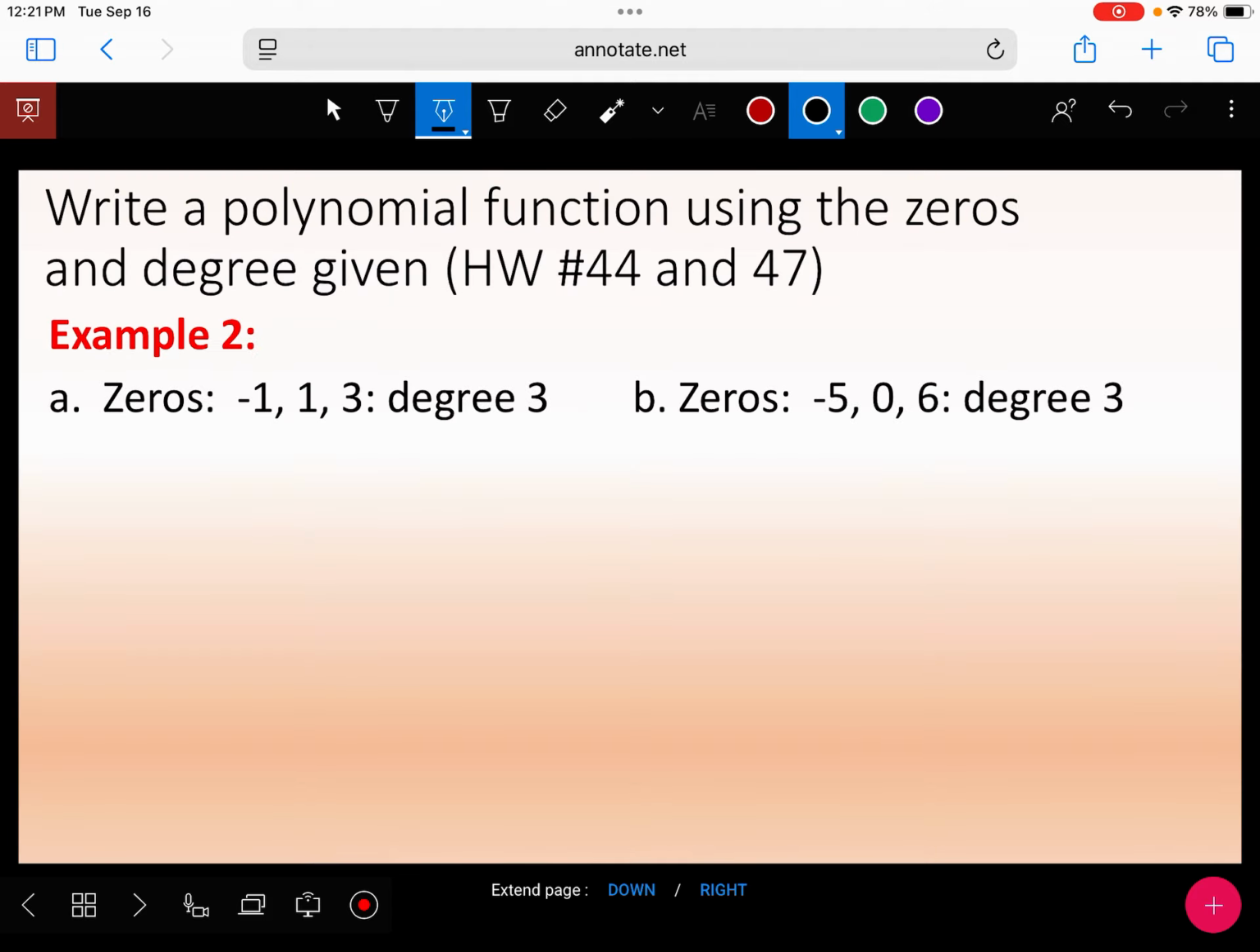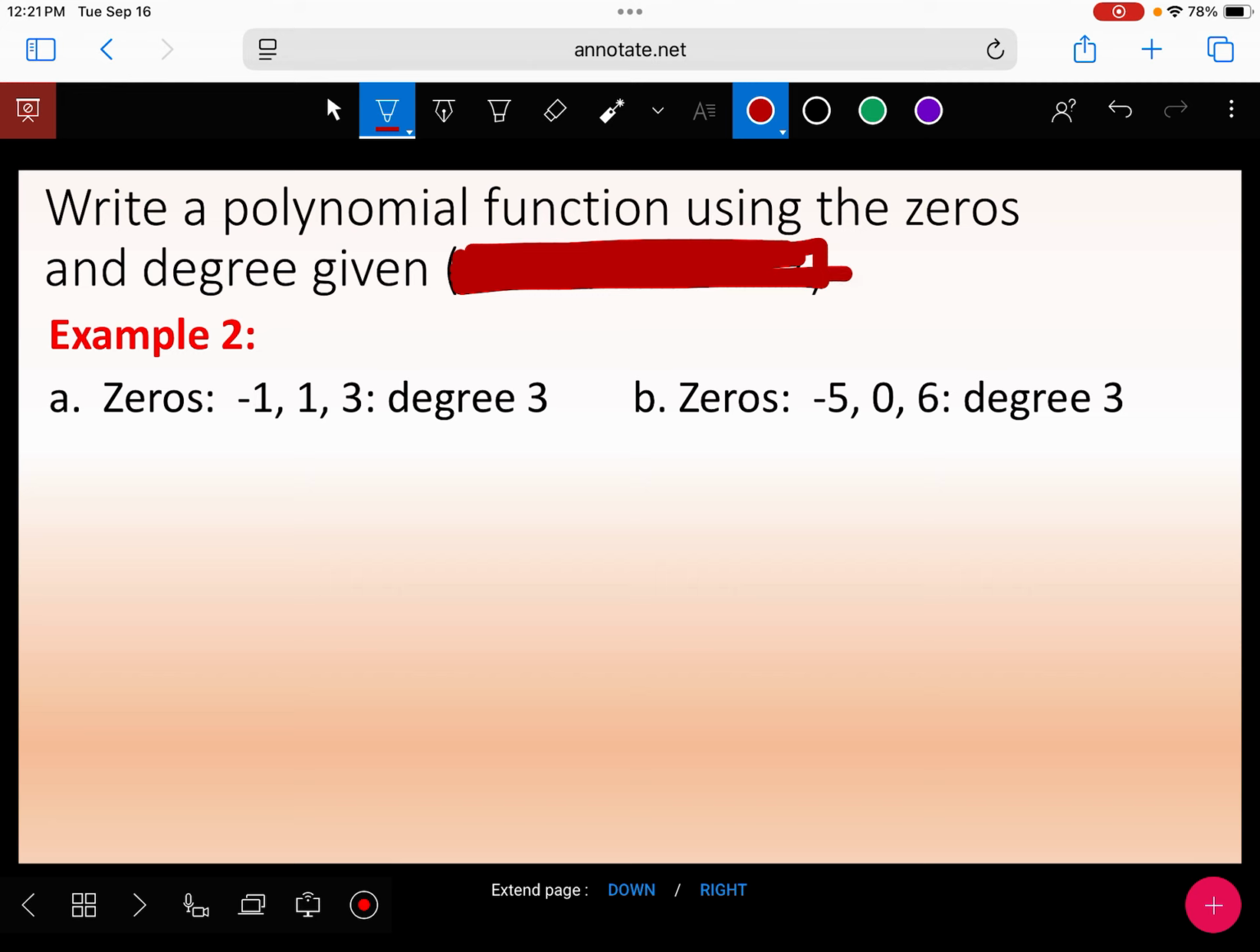I'm going to just copy down A because we may not get a chance to get to B, because I do want to show you your tests. So we're going to write an equation in standard form. We have zeros at -1, +1, and +3, and the degree will be 3. And yes, I skipped example 1. So we're going to go to example 2. Tomorrow we'll do example 1 because we have some things to glue down for example 1.